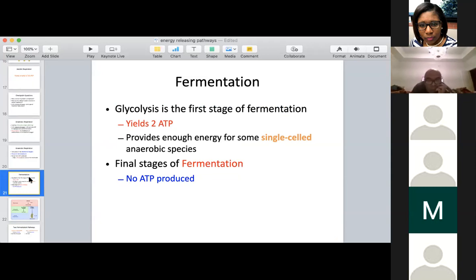Okay, and this process actually provides enough energy for most of the single-celled organisms that utilize this process for energy production. So these are single-celled anaerobic organisms. Because oxygen is not available, those final stages will not be cellular respiration, but fermentation. In your notes, you need to understand that there is no more energy being produced during fermentation. So the products of fermentation are not ATP.